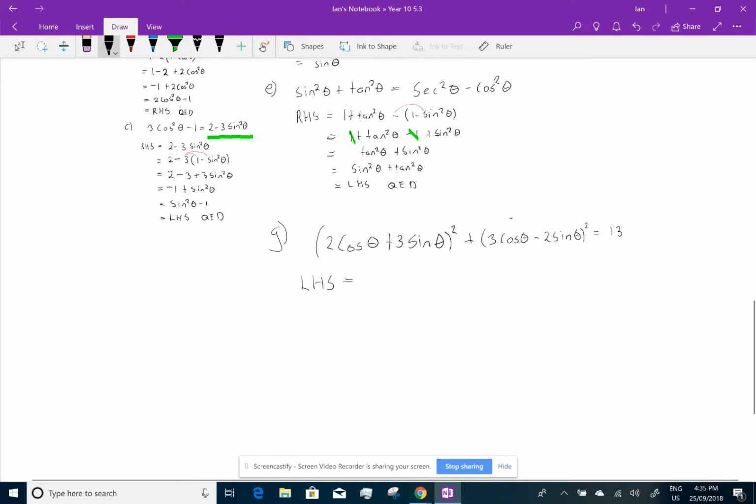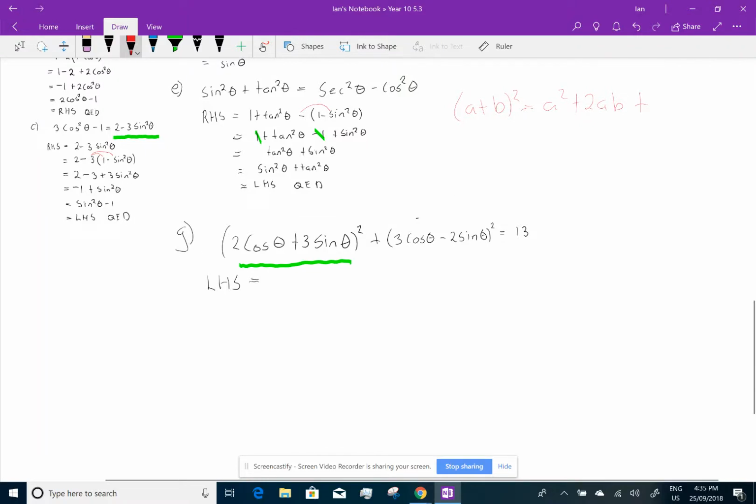Well, let's expand this. This is going to be difficult, but you have done this. I'm going to expand that. I need to remember this: a plus b all squared equals the first thing squared plus 2 times ab plus the second thing squared. And for the other one, a minus b all squared equals the first thing squared minus 2 times each of them plus the last thing squared.